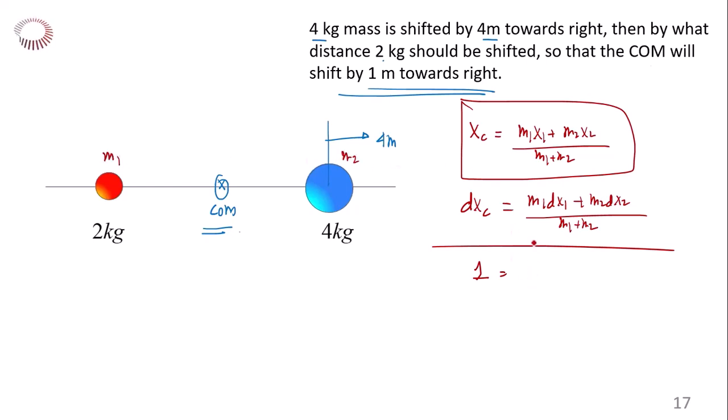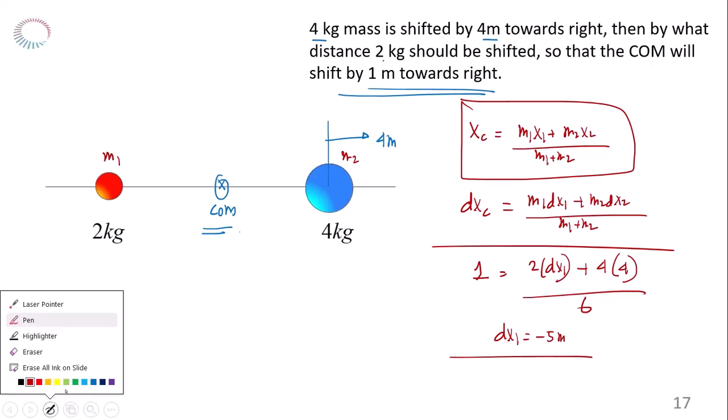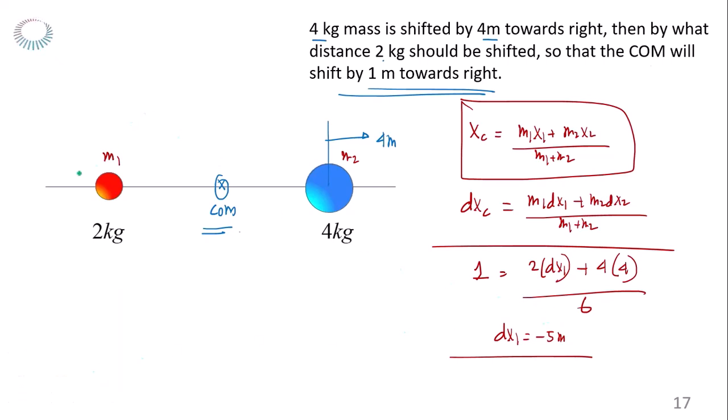So what is dx1 that we want to calculate? 2 into dx1 plus M2, which is 4 kg, into dx2. dx2 is 4. M1 plus M2 is 6. So ultimately I am getting 4 into 4 is 16, and 6 minus 16 is minus 10, divided by 2 means dx1 should be equal to minus 5 meter. That means you have to move the M1 particle in this direction by a distance of 5 meter so that the center of mass is shifted towards right by 1.